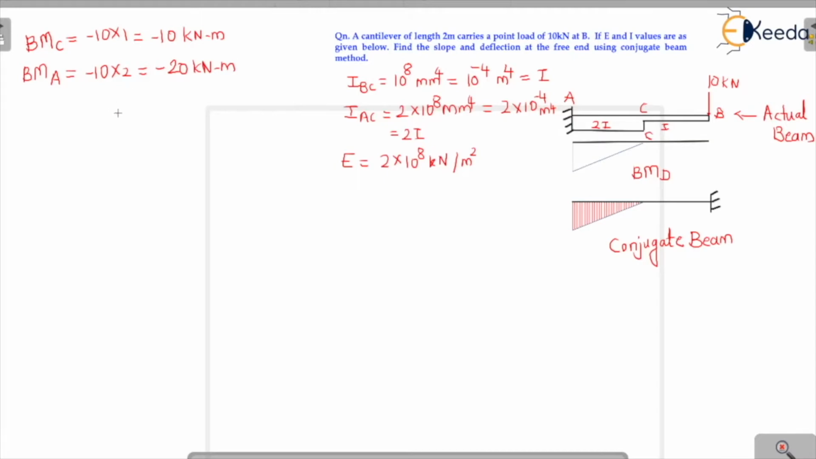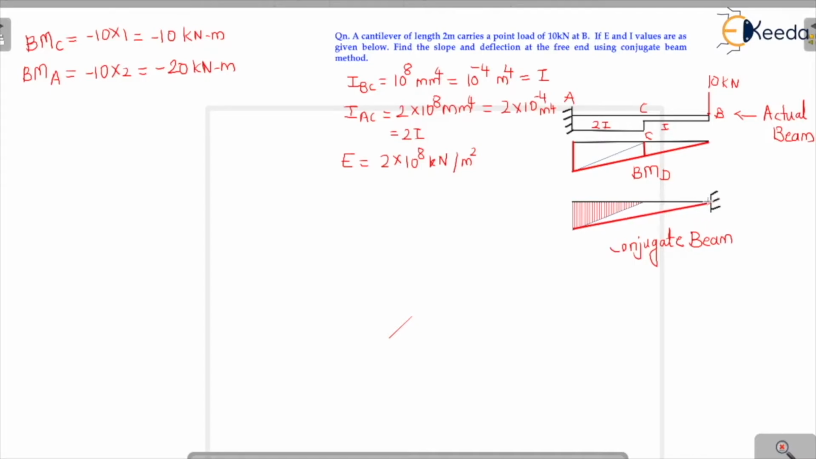Now this is our bending moment at C and A. Okay, now yes, there is a mistake. Kindly ignore these bending moment diagrams. I'll just correct it. So our bending moment diagram will actually be like this. Here we got the value as 10 and here it is 20.